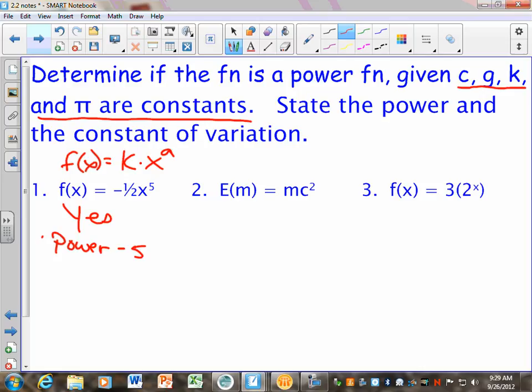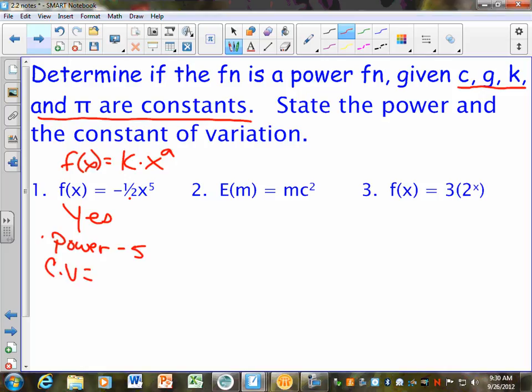A variable changes. In this problem, I only have one variable, and it's x. It matches my definition. The other numbers should be numbers or constants. Negative 1/2 is a constant. 5 is a constant. So that fits the power function formula. So my power here is negative 5, and my constant of variation is negative 1/2.